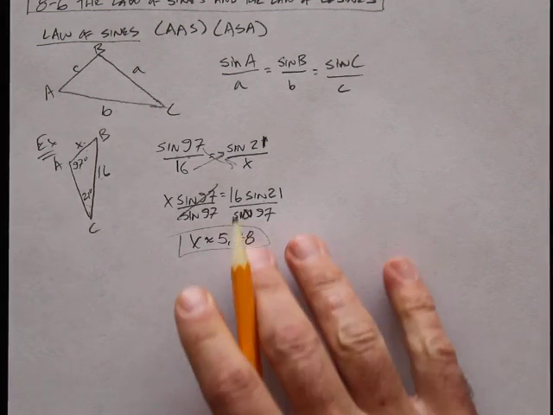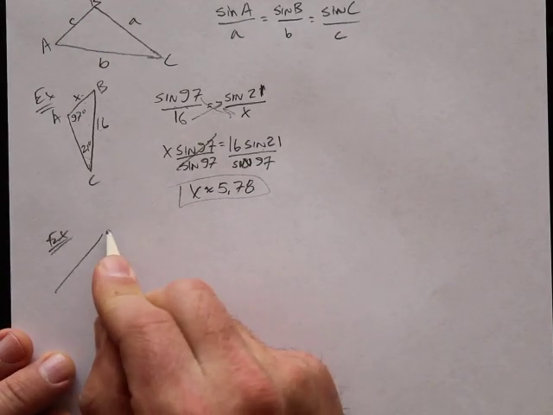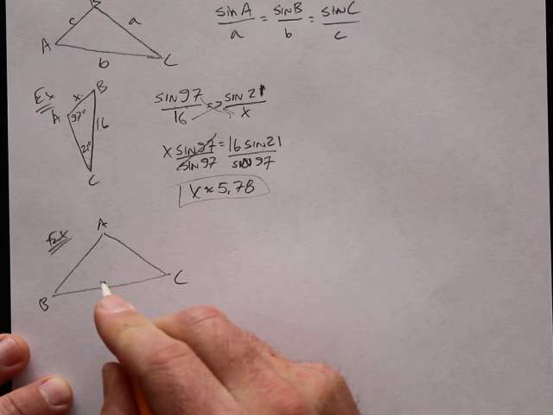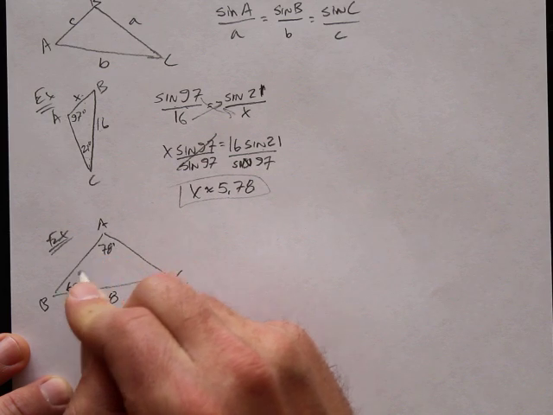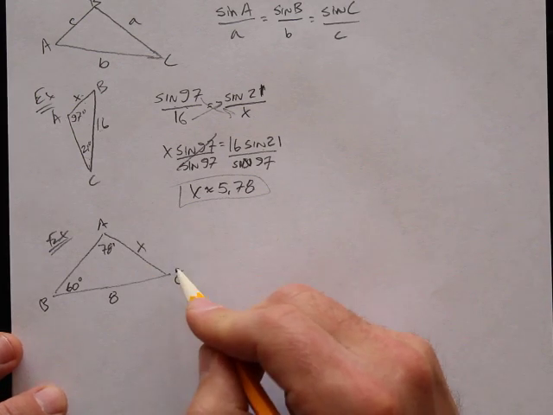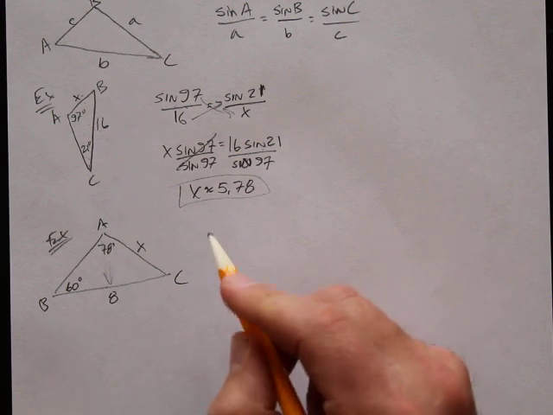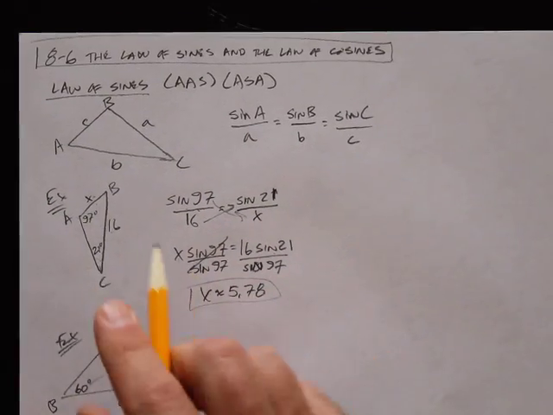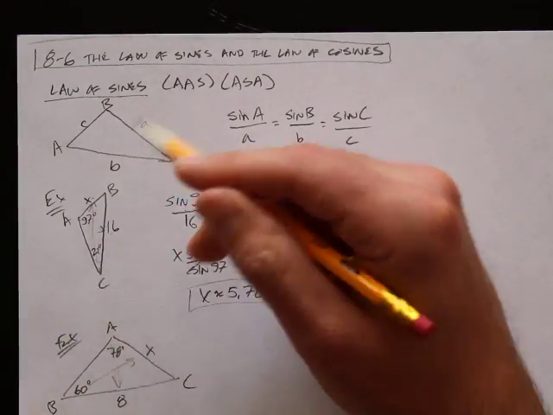Let's do another example. A, B, C. BC is 8. Angle B is 60 degrees, and angle A is 78 degrees. I want to know what AC is here, this value. So I'm going to set this up. I've got A and 8. I've got 60 and X. So just like up here, the angle and the side across from it, the angle and the side across from it.